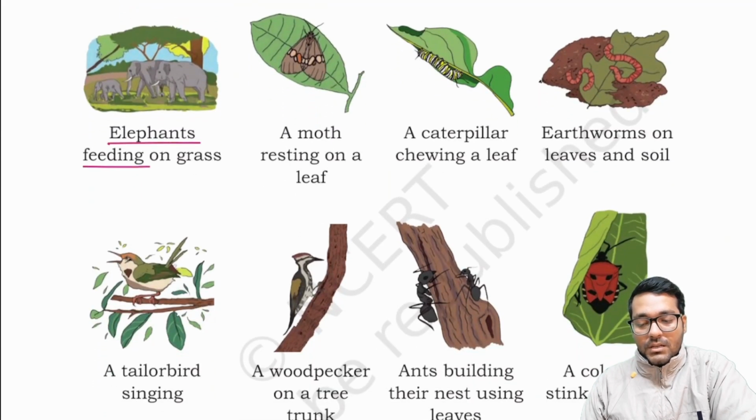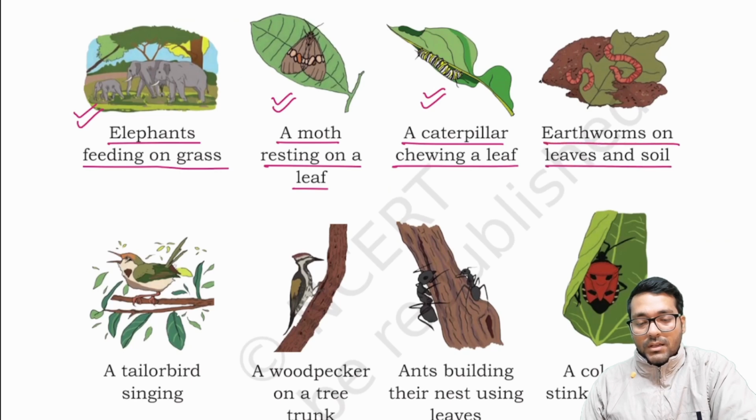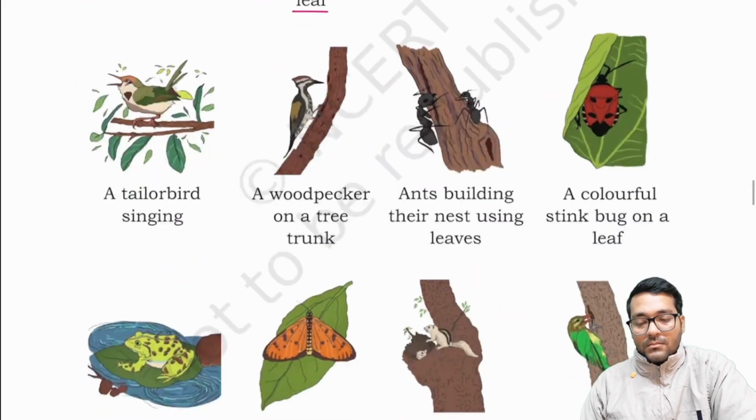Elephants feeding on grass. A moth resting on a leaf. A caterpillar chewing a leaf. Earthworms on leaves and soil. A tailor bird singing. A woodpecker on a tree trunk.